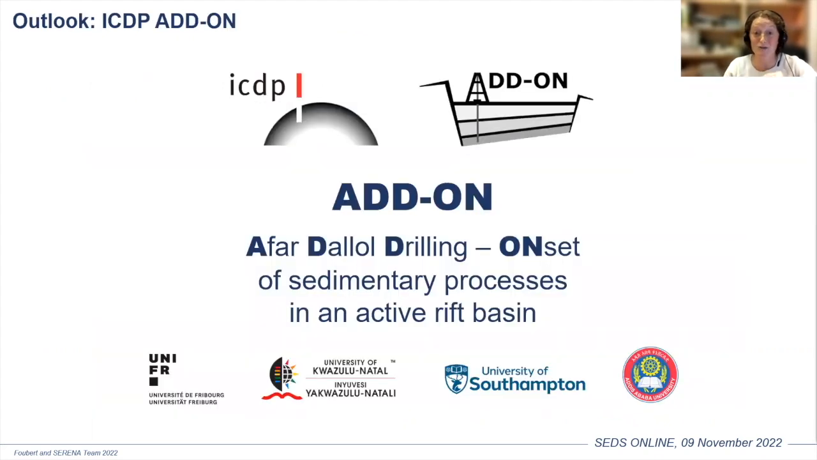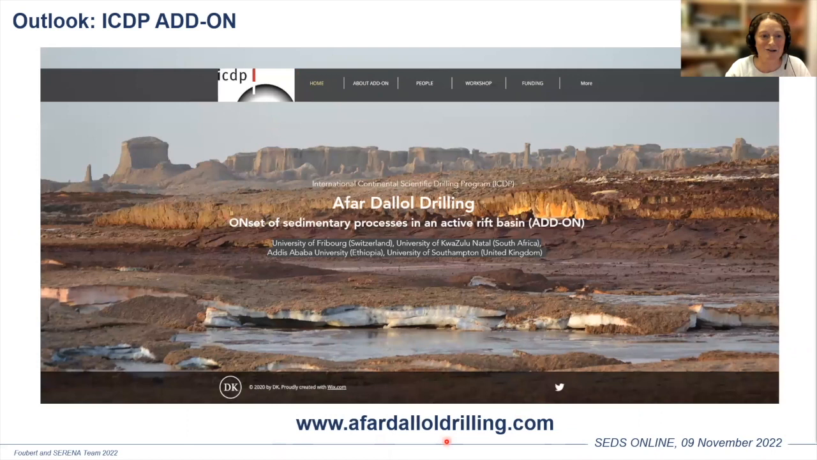We still have questions. And to date, as I said already, no sedimentary core record below those depths which we sampled, so below those 600 to 700 meter depth, is available from the central part of the basin. And we think we have even more than 2.5 kilometers of sedimentary infill. And for that, we are currently writing a proposal, an ICDP proposal, Afar et al., Drilling onset of sedimentary processes in an active rift basin. If you would like to follow that, here is the website where you can follow all the work related to the drilling proposal, workshops, and so on.